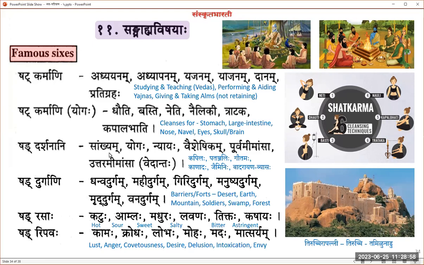Kapila is the, how do you say? There is a nice English word for that. Anyway, you can use author for now. Kapila of Sankhyam, Patanjali of Yoga, Gautama for Nyaya, Kanada for Vaisheshika, Jaimini for Purva Mimamsa, Badarayana Vyasa for Uttara Mimamsa. Okay, so this is the thing.